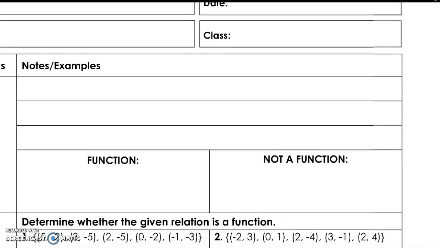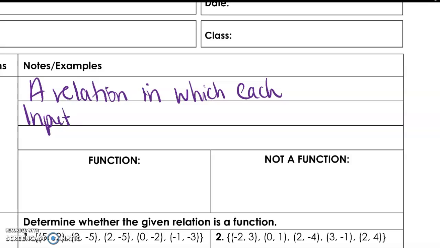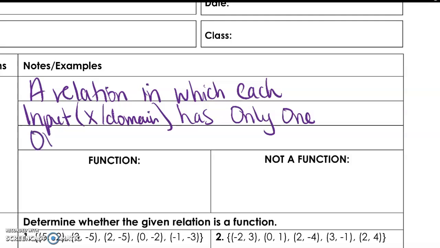To define a function, this is a relation, so that's again where you just have x's and y's, whether it's a graph or ordered pairs or a table or a mapping. A relation in which each input, which is your x or your domain, has only one output, which is your y or your range.